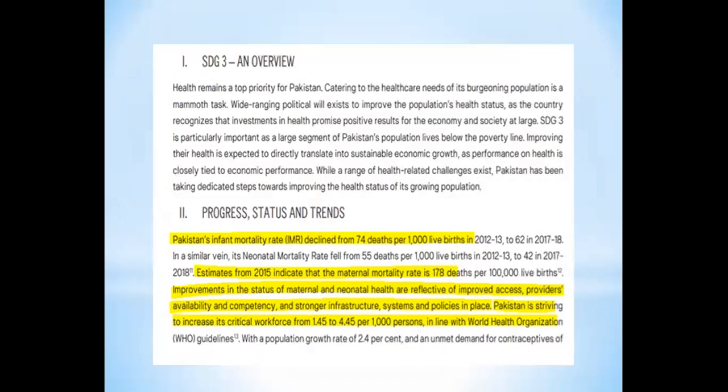If we see overall SDG3, health remains a top priority for Pakistan, catering to the healthcare needs of a growing population. Pakistan's infant mortality declined from 74 per 1,000 live births in 2013 to 62 in 2017. In a similar vein, its neonatal mortality rate also decreased. Estimates from 2015 indicate that the maternal mortality rate is 178. Improvements in the status of maternal and neonatal health are reflective of improved access, provider availability and competency, and a strong infrastructure system and policy in Pakistan.